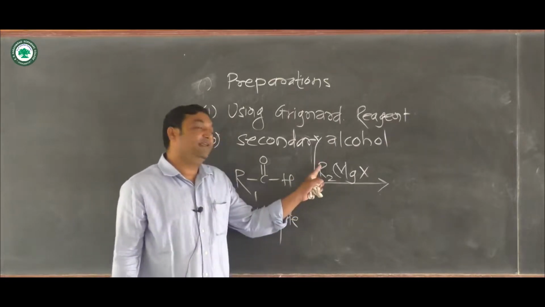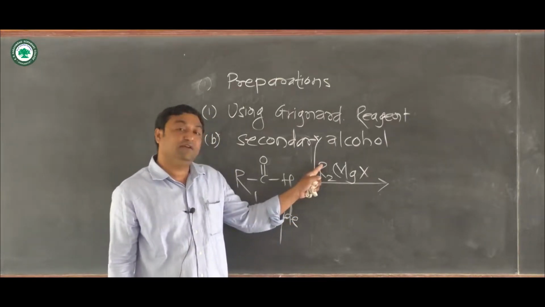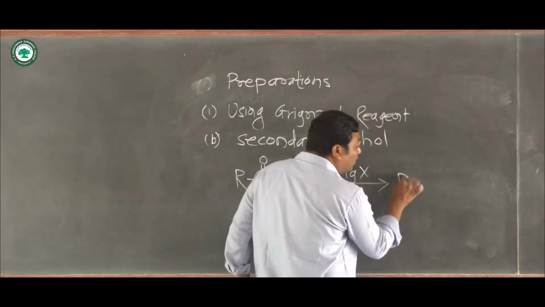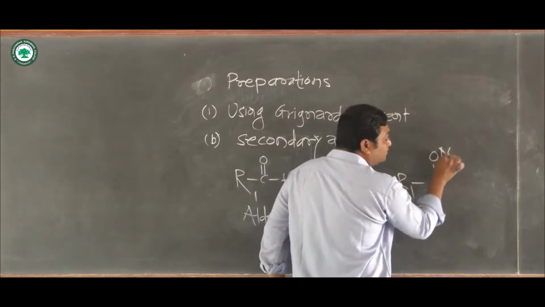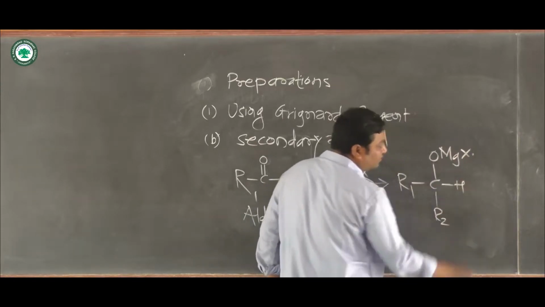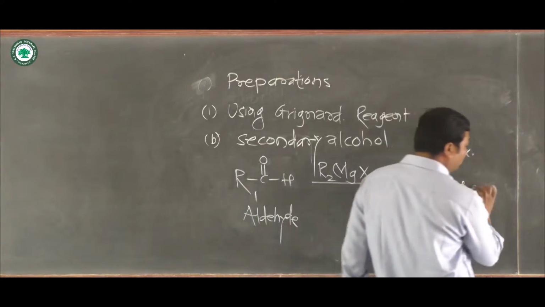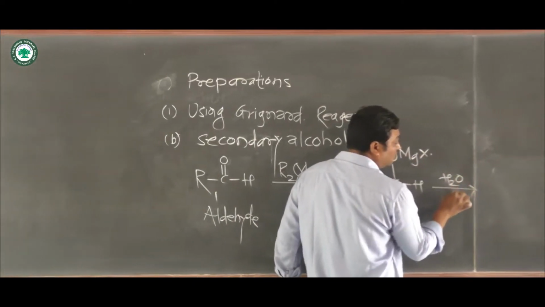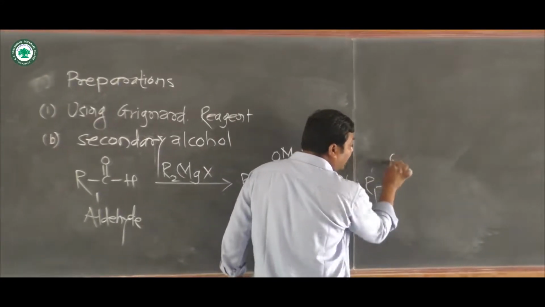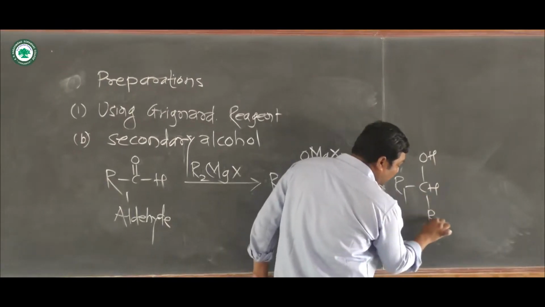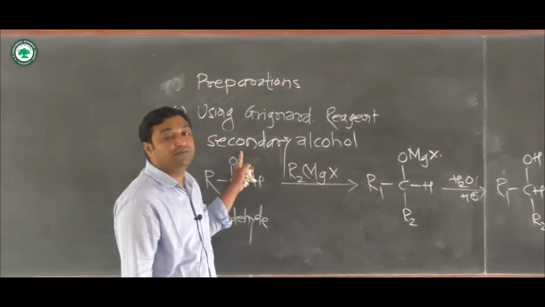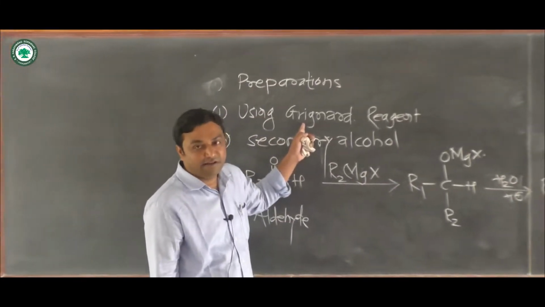we know that being the nucleophile, this negatively charged R2, that is alkyl group 2, will attack on this carbonyl carbon to form such a compound, which on hydrolysis gives secondary alcohol, that is R1CH(OH)R2. This is the general reaction of preparation of secondary alcohol by using Grignard reagent.